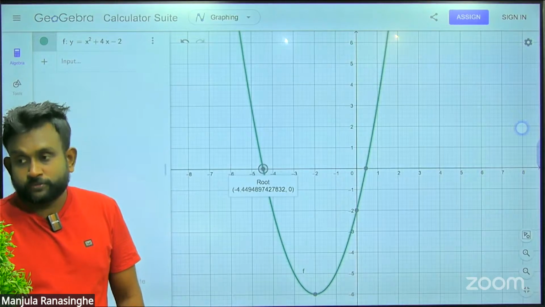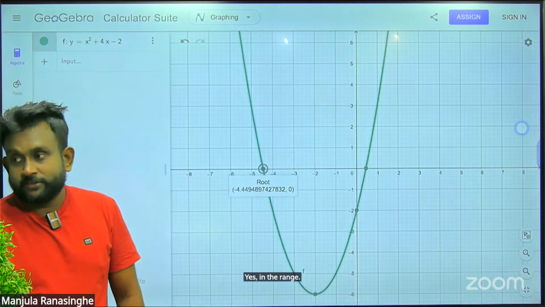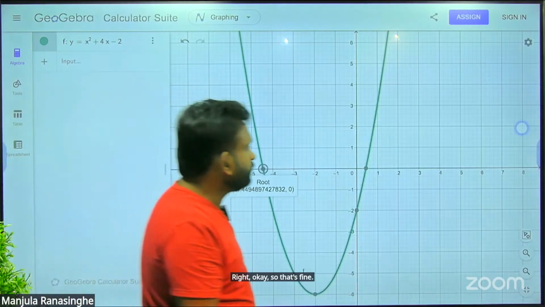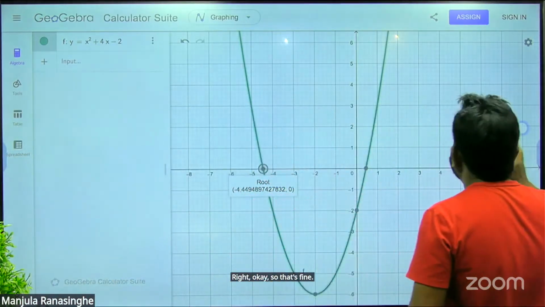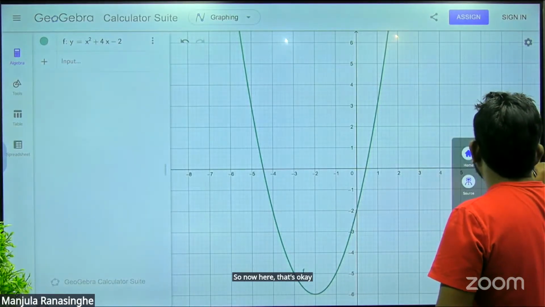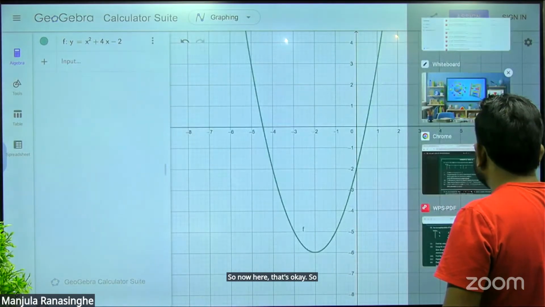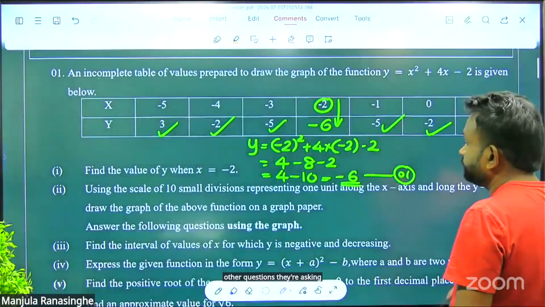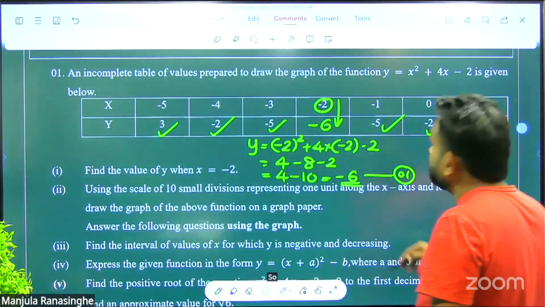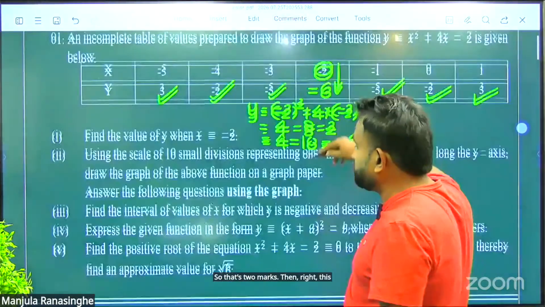Yes, it is in the range. Right, okay, so that's fine. So now here that's okay. So what are the other questions they are asking? So that's 2 marks. Then, this is a bit harder question for everyone.